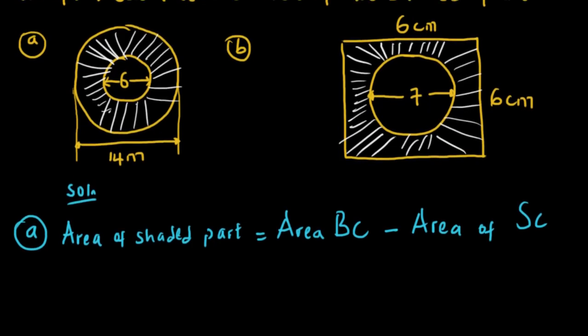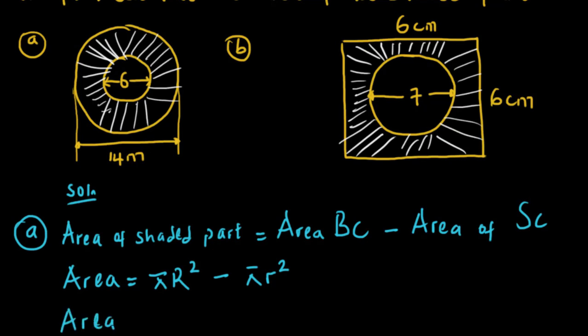I'll represent it as SC. Does this make sense? So we'll have area equals to area of big circle. Area of circle is pi r square. So to show that it's big circle, I'm going to put pi capital R square. Minus area of small circle, still pi r square, but we'll put pi small r square just to differentiate the radiuses. Does that make sense? Alright, so let's solve this.